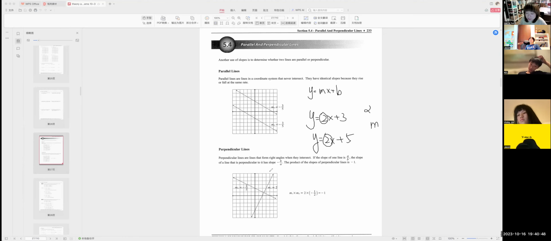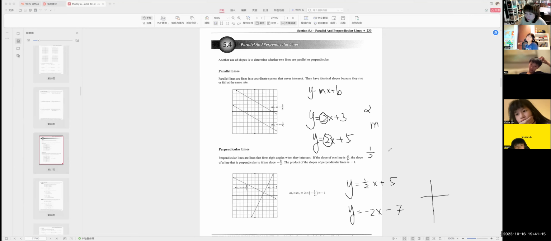Okay, now let's take a look at perpendicular equations. If we have y equals 1/2x plus 5, and another one y equals negative 2x minus 7, these two lines, Kelvin, are perpendicular to each other. It's because 1/2 times negative 2 equals negative 1. Correct? So that is the basic way.